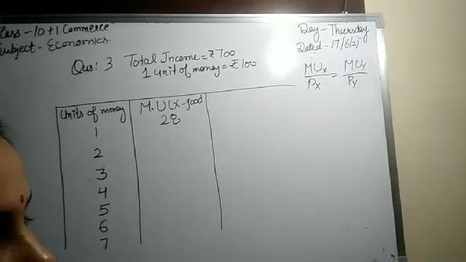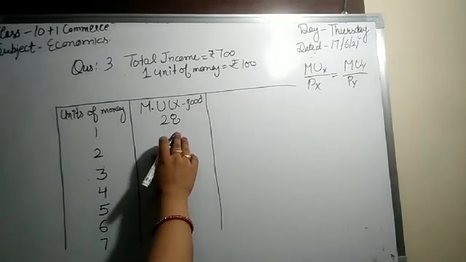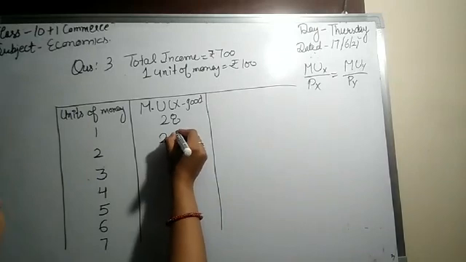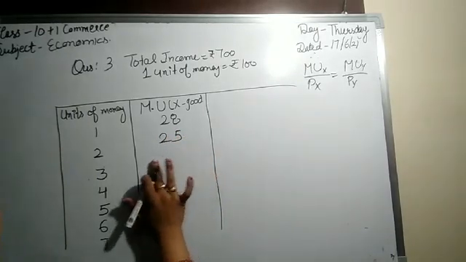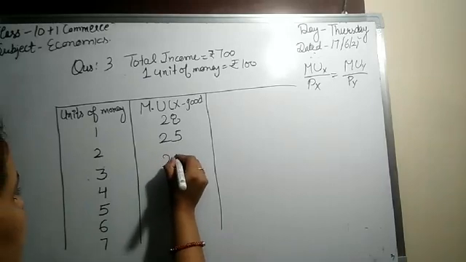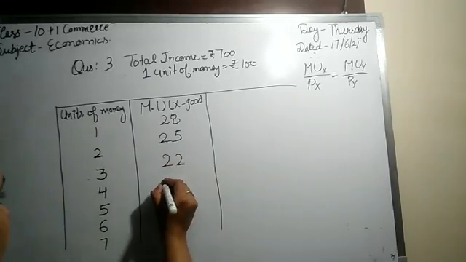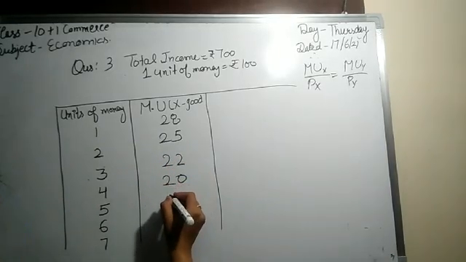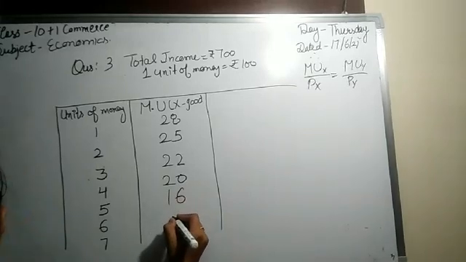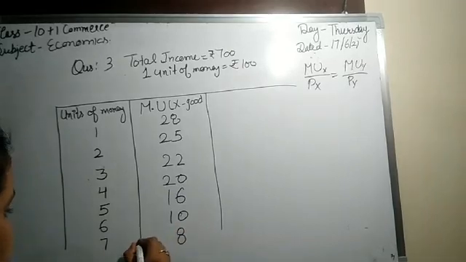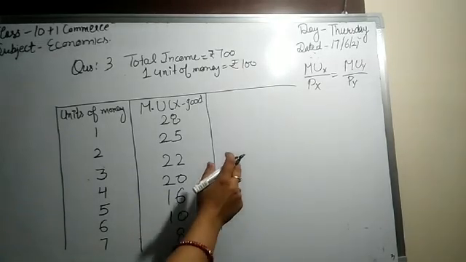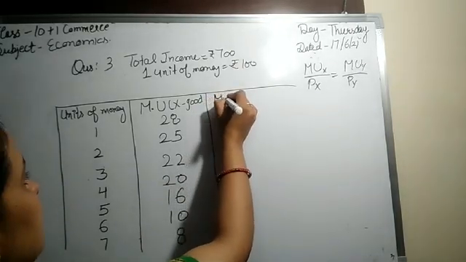Marginal utility of X good is 28, 25, 22, 22, 20, 16, 10 and 8.